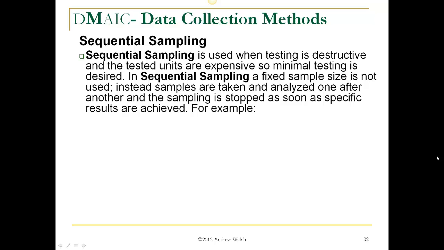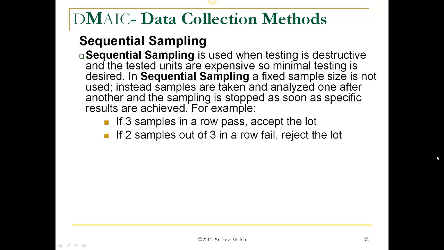Sequential sampling is used when testing is destructive and the tested units are expensive, so minimal testing is really desired. In sequential sampling, a fixed sample size is not used. Instead, samples are taken and analyzed one after another, and the sampling is stopped as soon as specific results are achieved. For example, if 3 samples in a row pass, accept the lot. If 2 samples out of 3 in a row fail, then reject the lot.